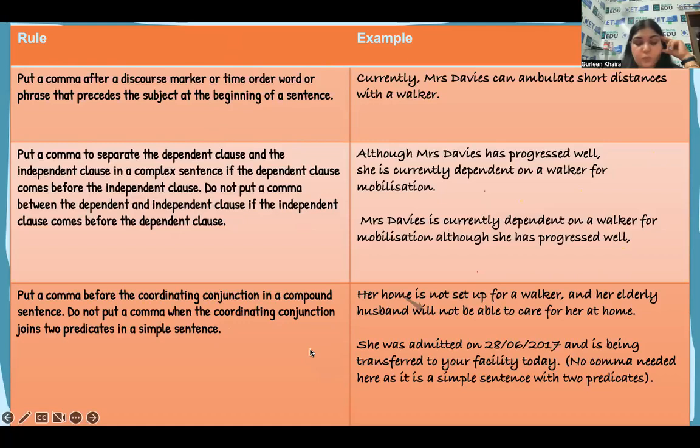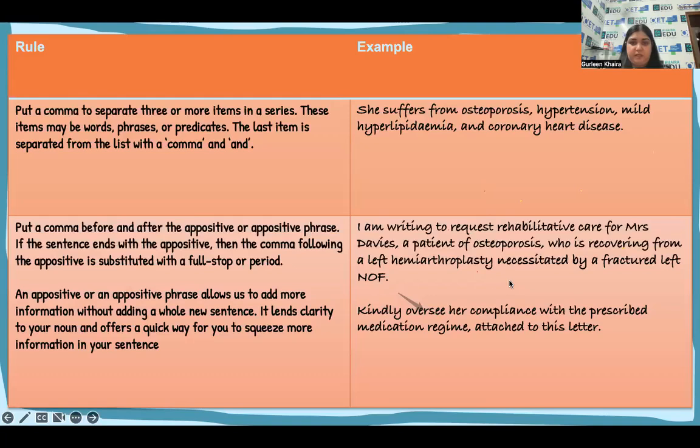Okay. Then we've already discussed the coordinating conjunction. When we join two ideas together in a compound sentence, we join them using a comma and the coordinating conjunction. And when it's a simple sentence with two predicates, then we don't use a comma. If you are joining three or more predicates, then yes, the first two predicates would be separated by a comma, and the last predicate would be separated by an Oxford comma, and that is the next rule that I'm coming to.